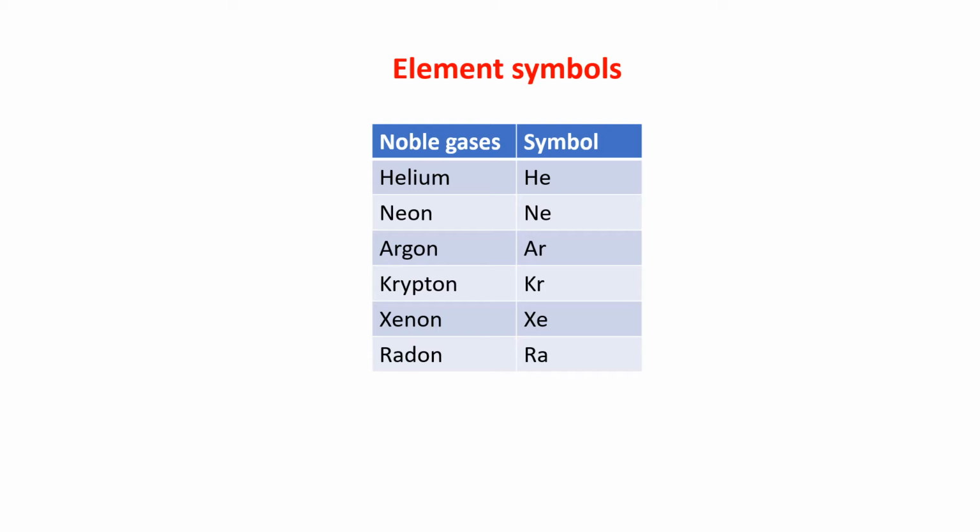Now the symbols for the noble gases. We have six noble gases: helium, neon, argon, krypton, xenon and radon. Helium is represented by He, neon by Ne, argon by Ar, krypton by Kr, xenon by Xe, and radon by Rn. So all the elements have a particular symbol, and the elements are represented by symbols also.